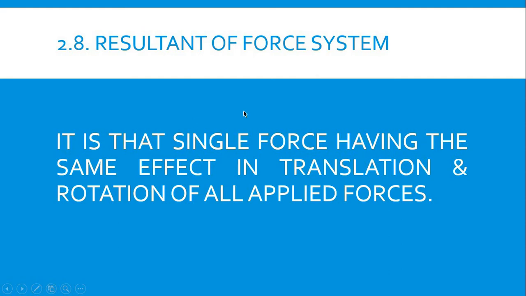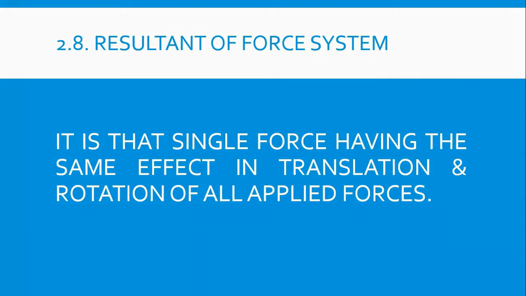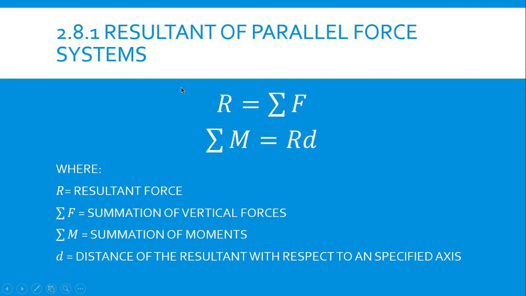Resultant of force system. It is that single force having the same effect in translation or rotation of all applied forces. Resultant of parallel forces. So this is the formula for the parallel force system. R is equal to summation of F, and summation of M is equal to RD, where R is the resultant force, summation of F is the summation of vertical forces, summation of M is the summation of moments, and D is the distance of the resultant with respect to the specified axis.